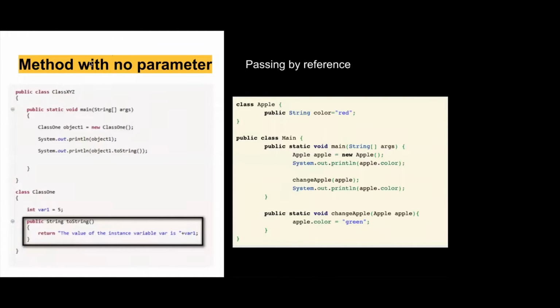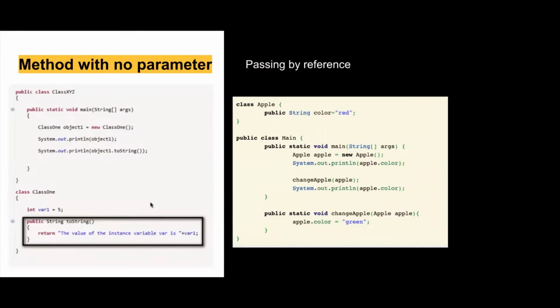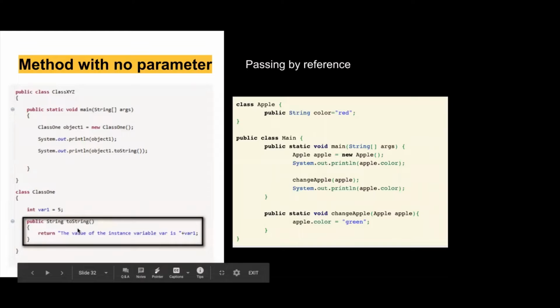Okay, so let's take a look at the method with no parameters. For example, the toString method is a pretty common method that's almost in every class. So even if you don't define a toString method, it will have a default toString method within a class. So in this case, it defines the toString method. It just returns a string.